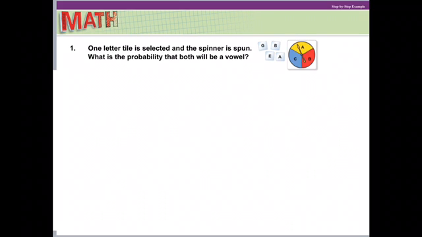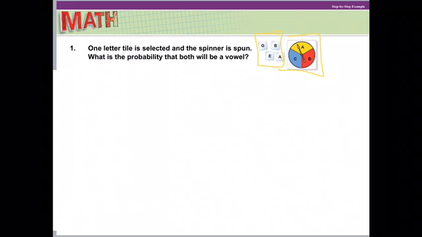So example 1, one letter tile is selected. As you can see right here, one letter tile is selected and the spinner is spun. What is the probability that both will be a vowel? So we can see that we have a vowel here with E, a vowel here with A, and a vowel with A in the spinner as well.